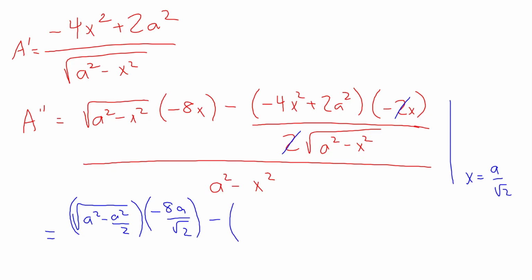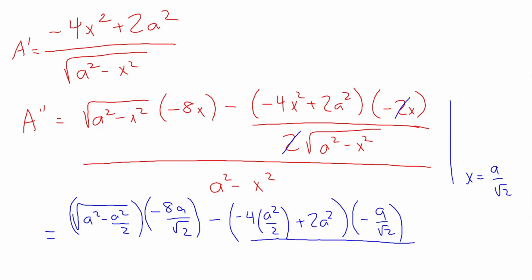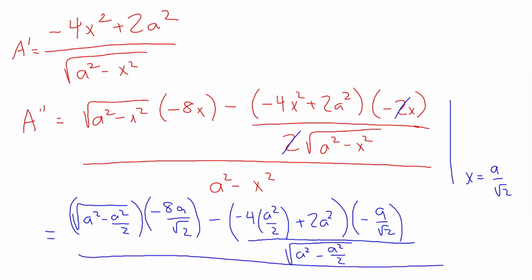And then up here, we're going to have a negative 4 times a over root 2 squared. So a over root 2 squared is a squared over 2, so that'd be negative 4 times a squared over 2. And then plus 2a squared, and then times a negative a over root 2. And that's all over the same thing we had before, which was the square root of a squared minus a squared over 2. And of course, this is all over a squared minus a squared over 2.